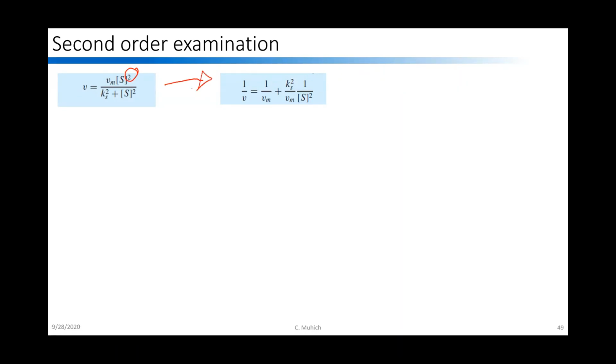When I go ahead and do the inversion, I end up with 1 over V equals 1 over Vm plus Ks squared over Vm times 1 over S squared. We're going to go back and do this again in Matlab, taking into account this difference. So the big difference is really only going to be changing that S term to a 1 over S squared term when we construct the inverted X piece.